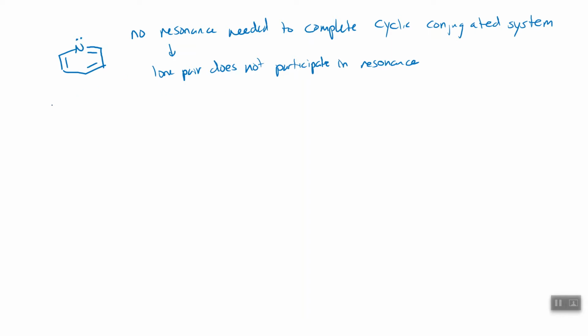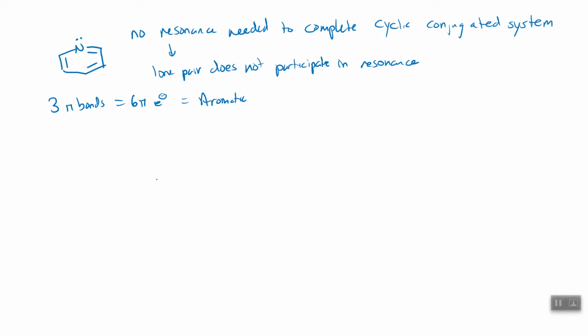So in this case, we look at this and we say this one has 3 pi bonds. That's 6 pi electrons. That's aromatic. And because the nitrogen is already a part of a pi bond there, we don't use the lone pair to create a new pi bond, so the lone pair doesn't count.